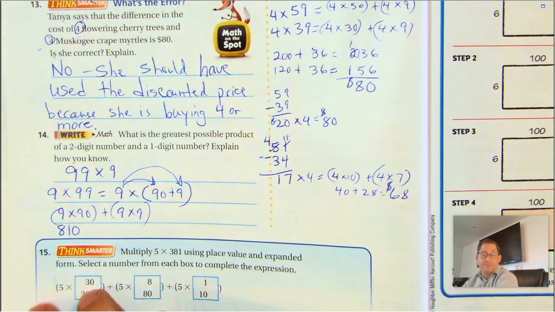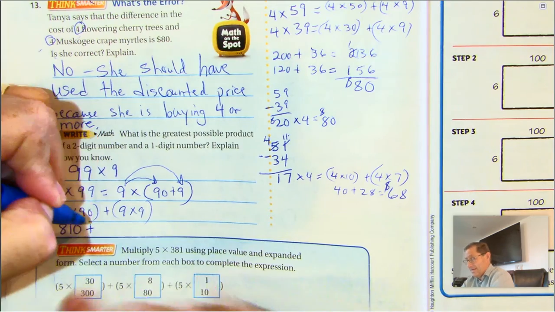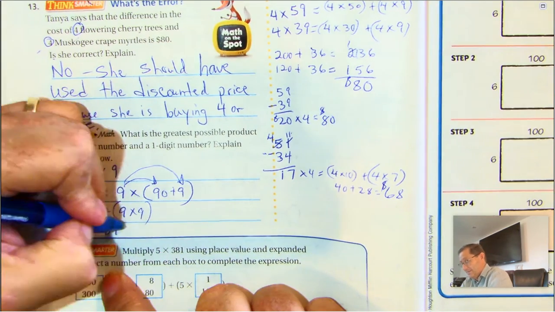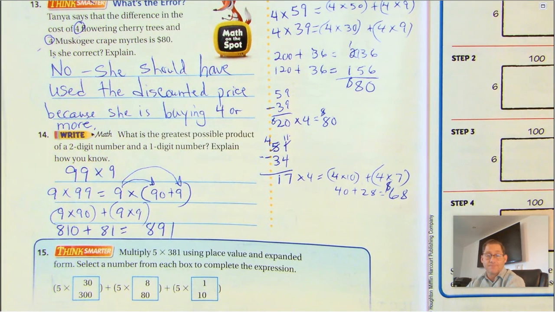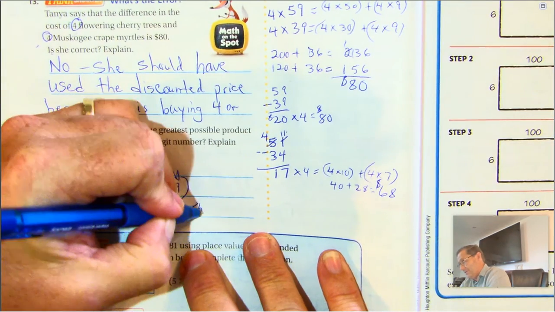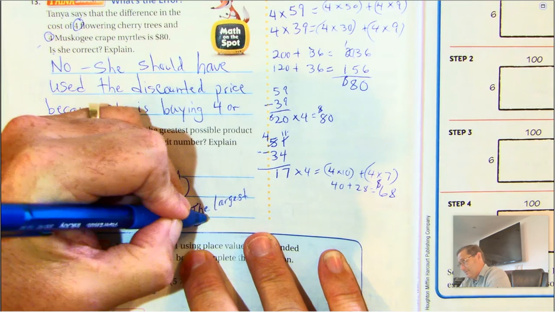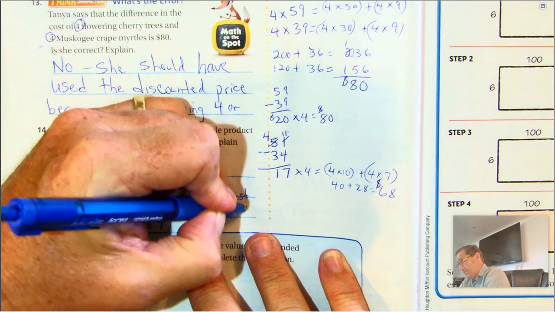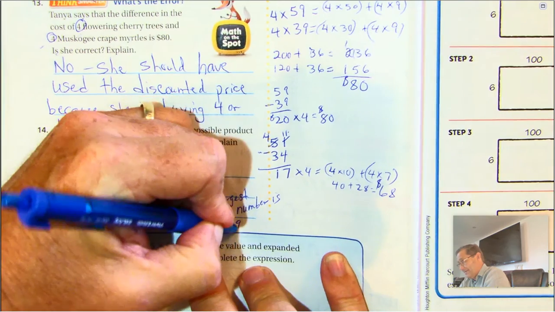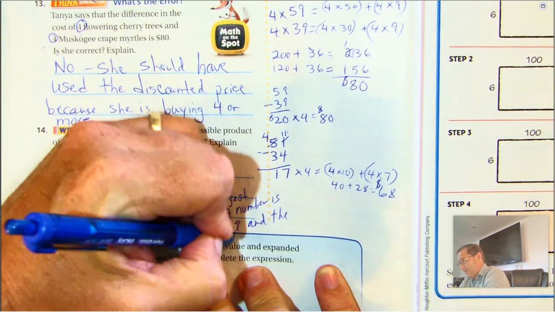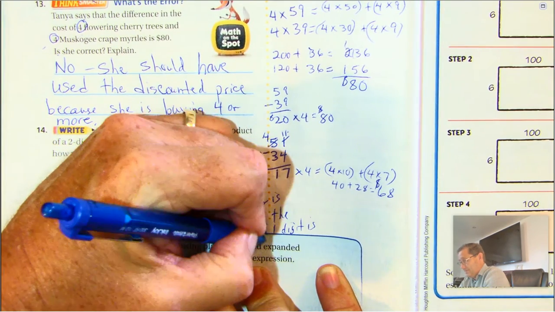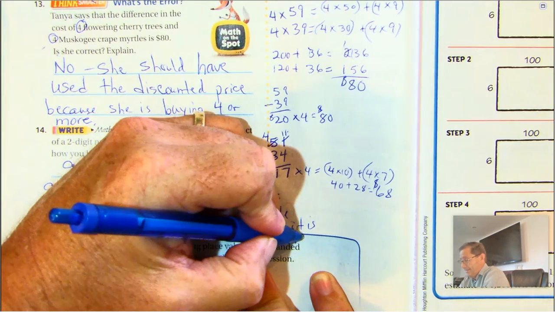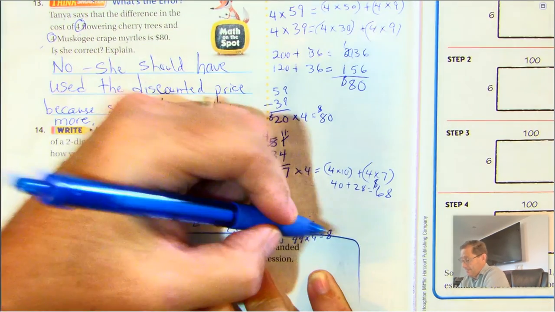So I know that 9 times 90 would be 810. Plus 9 times 9, which is 81, we would get 891. Okay. Explain how you know. Well, basically, the largest two-digit number is 99, and the largest one-digit number is 9. So 99 times 9 is 891.